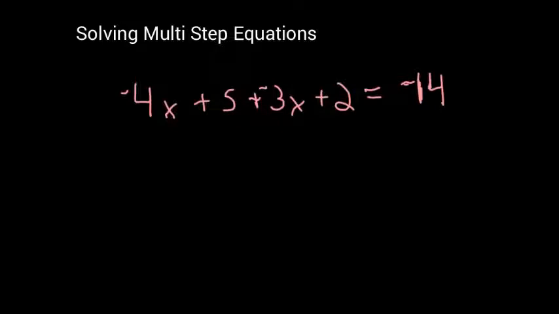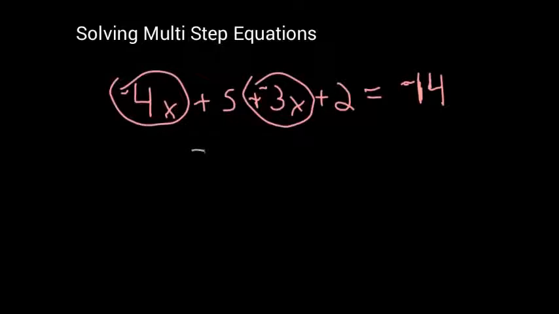Next I'm going to combine my like terms. I have a negative 4x and a negative 3x, which gives me negative 7x. Then I have a plus 5 and a plus 2, so 5 plus 2 equals 7. So I have negative 7x plus 7 equals negative 14.